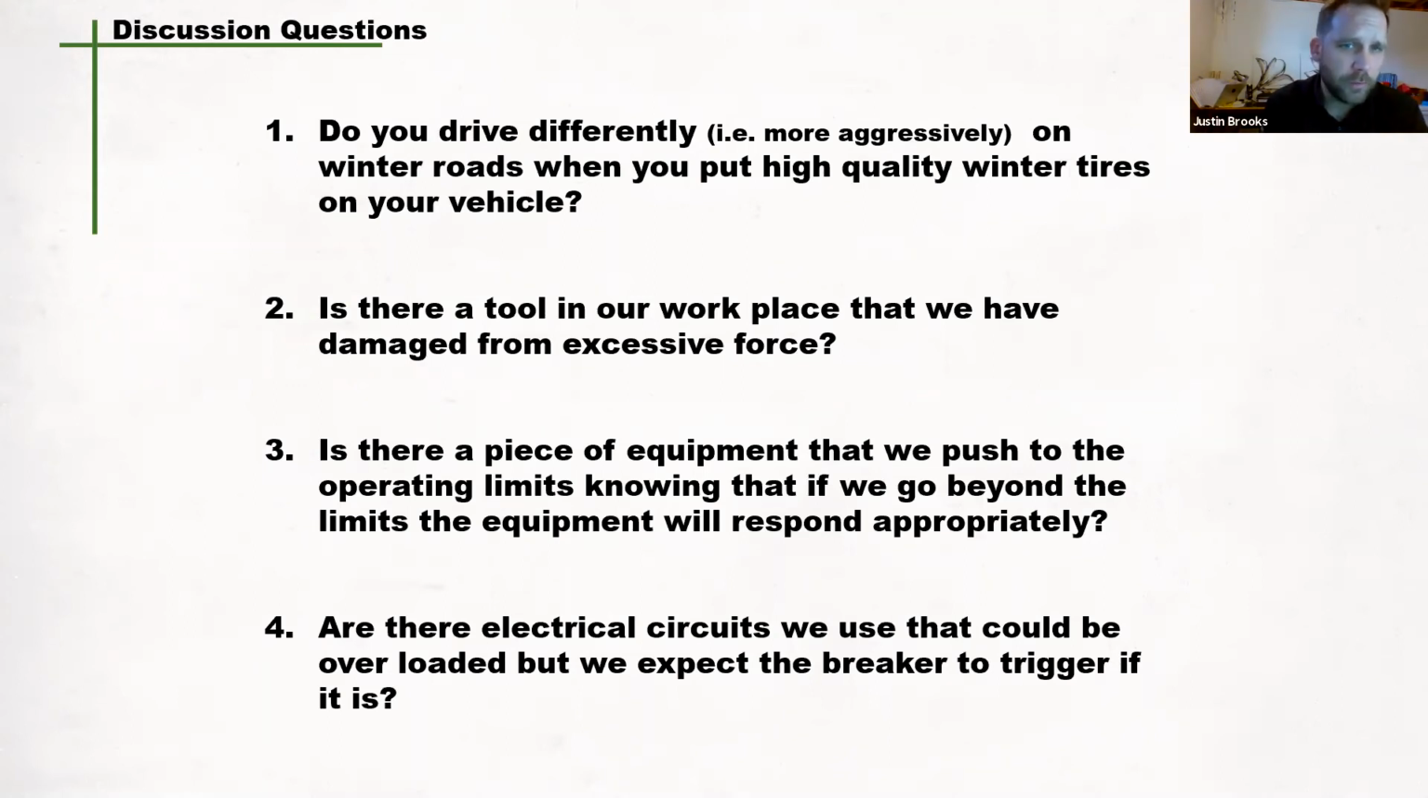Is there a tool in your workplace that we have damaged from excessive force? Is there a piece of equipment that we push to the operating limits, knowing that if we go beyond the limits of this equipment, it will respond appropriately? And are there electrical circuits that we use that could be overloaded, but we expect the breaker to trigger if it is?